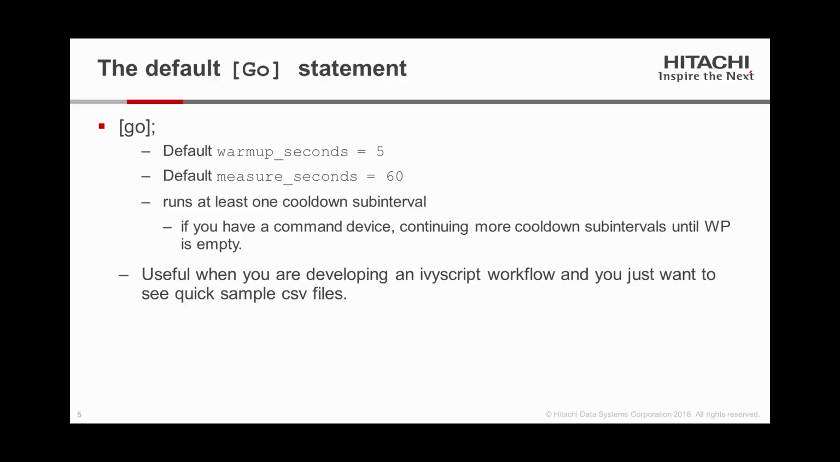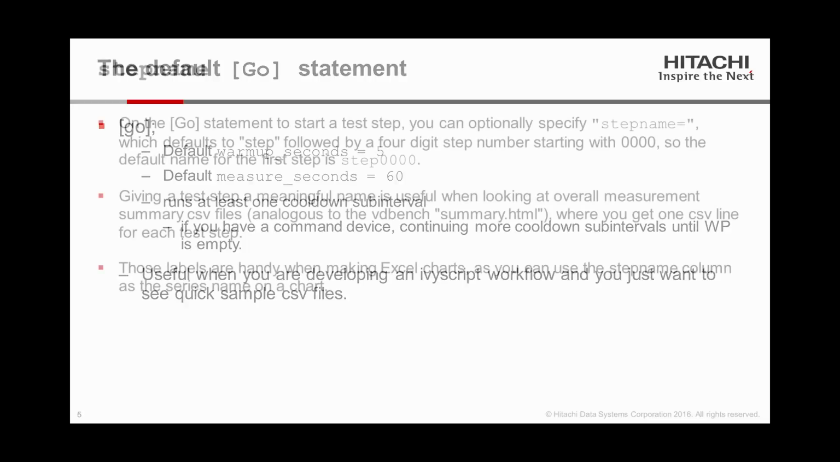The default go statement is just go semicolon, and in that case you'll get 5 warm-up seconds. You'll get 60 measure seconds with a subinterval seconds equals 5 length of each subinterval. And then if you have a command device, it may continue to run more cooldown subintervals if cooldown by write pending was on, and write pending is not empty. So this default go statement is useful if you're developing an IvyScript workflow and you just want to see some sample CSV files to see what data you get out.